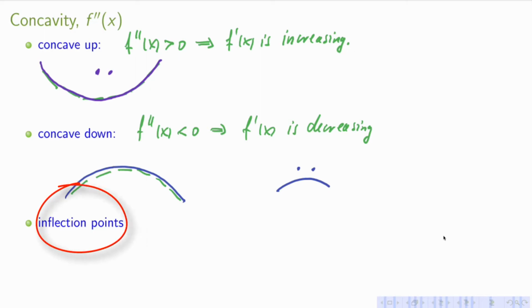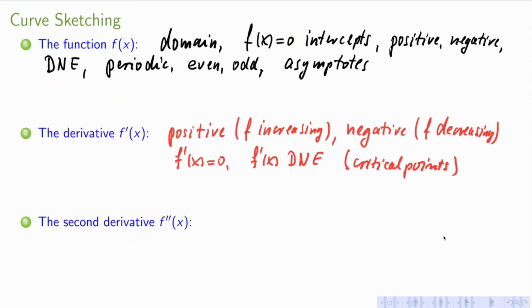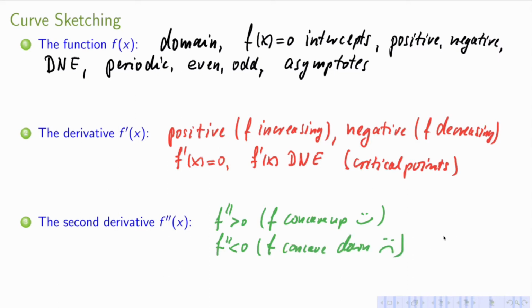Now inflection points are those points where the second derivative changes sign. Right, so this could change from positive to negative, or it could change from negative to positive. Okay, so let's go back to the previous slide and then add what was missing. So f double prime positive means f is concave up, so happy face. F double prime negative means f is concave down, so that is the sad face. Okay? And then we could have inflection points where this changes from one to the other.